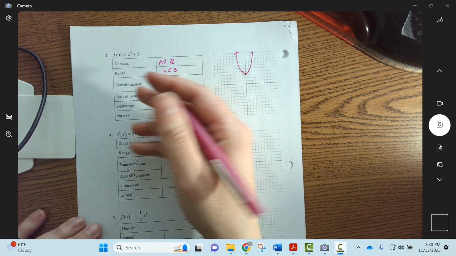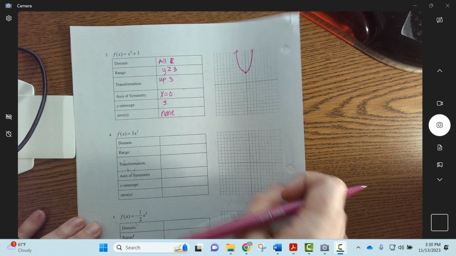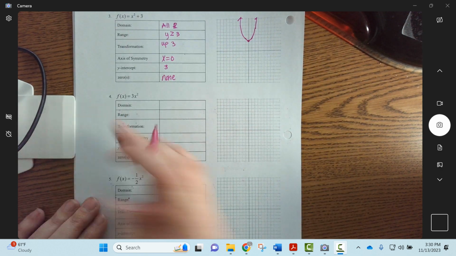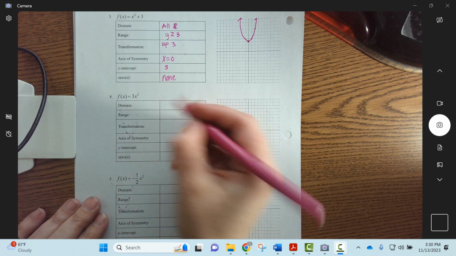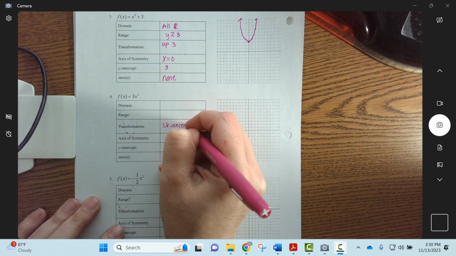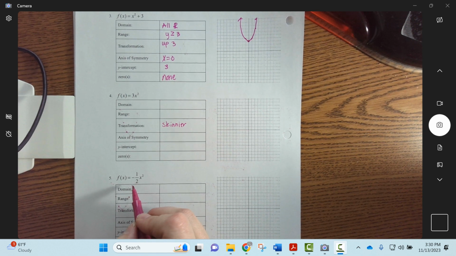This would actually be if we tried to solve this where we would get imaginary numbers, because not all parabolas cross through the x-axis. Okay, on this one, the 3 in front is going to make it skinnier. Again, I think they call that a stretch, which is fine. Just let's talk about this one down here.